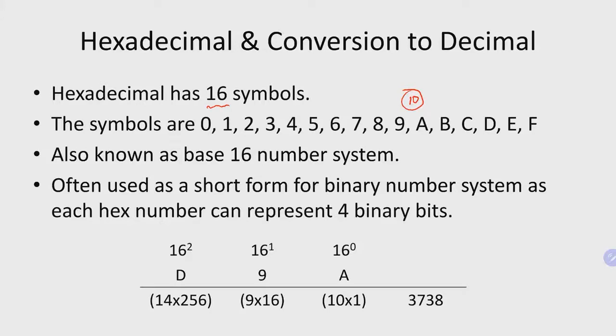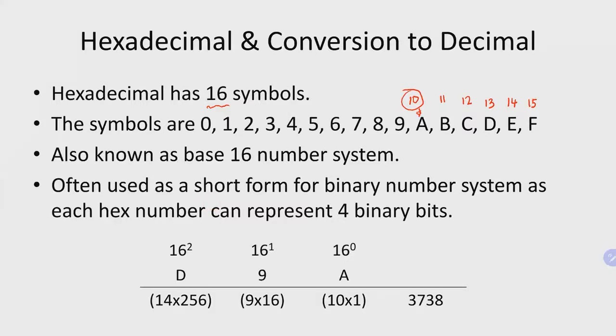So 10 is represented as A, then 11 is B, 12 is C, 13 is D, 14 is E, and 15 is F. So the symbols go from 0 to 9, and then A to F, to represent all 16 symbols in our 16 number system. It is often used as a shorthand for the binary system, as each hex digit can represent 4 binary bits.